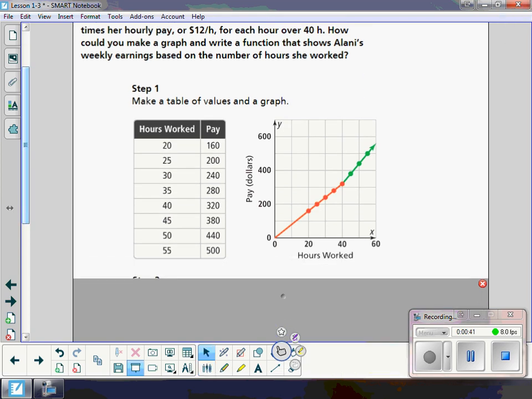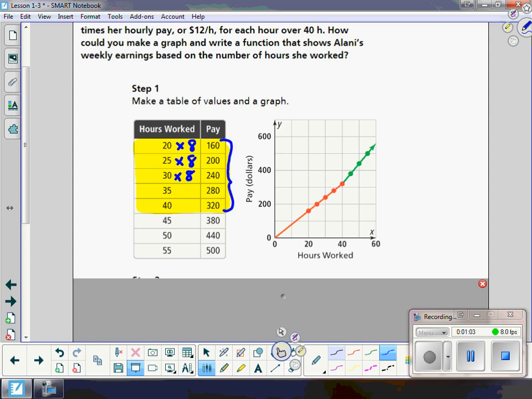All right, so I'm going to highlight first of all the regular pay rate. So right in here in yellow, these are the hours that she would work where she wouldn't be getting paid overtime. She's just getting a straight rate of $8 an hour. So as you can see, they're just multiplying her hours worked times 8, times 8, times 8 to get her pay. What we see is the red graph for that. Until you get to 40 hours, then things change.